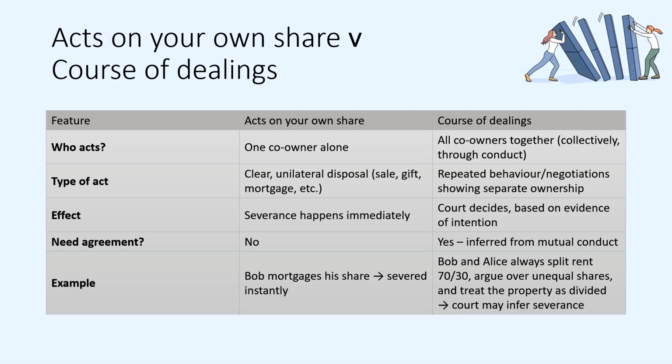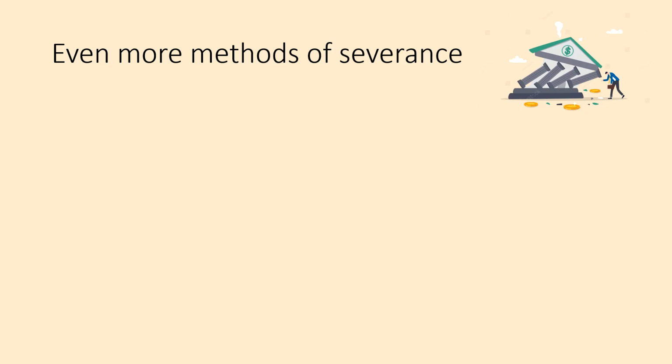So, for example, if we've got Bob and Alice who are renting out their property to another party and then they split the rents 70-30 over a long period of time, maybe a couple of years. This shows that they have always treated the property as divided, and so the court may infer severance from this course of conduct.